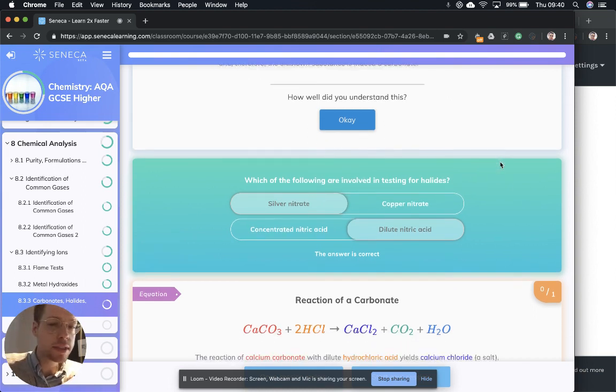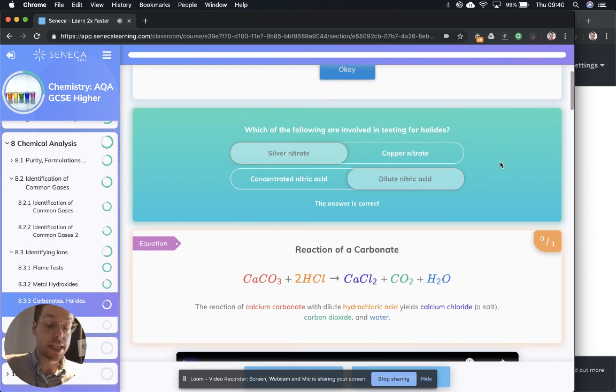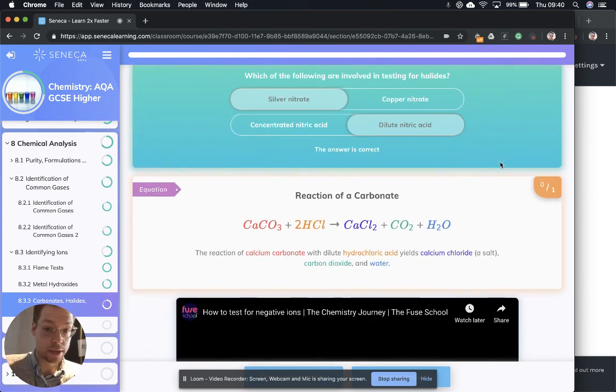Okay, now if we wanted to test for halides, there are two steps. We need silver nitrate and dilute nitric acid, okay? So those are the two substances involved for testing for halides, okay?